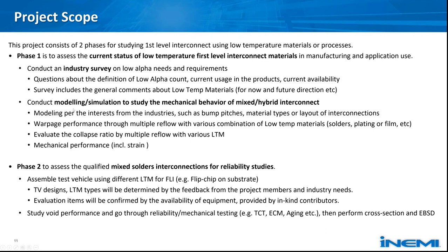Based on the outcome of this phase one, we will move on to phase two of this project, where we want to assess the qualified mixed order interconnect for reliability studies. And that will involve, number one, assembling these test vehicles that the team will come up with using different low temp material for the first level interconnect, mainly for die to substrate type architectures. And this phase would involve designing those right TVs, having the right alloy materials of the low temp material type, dependent on the feedback from the project members, industry needs, and also this outcome of the phase one.